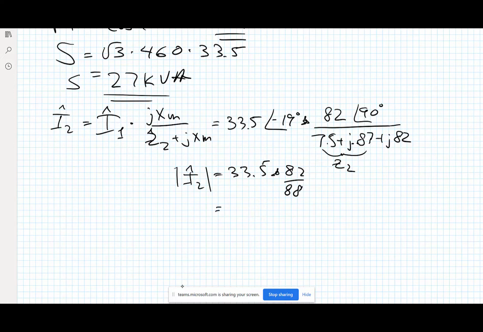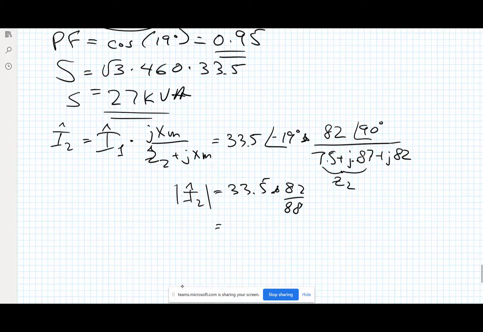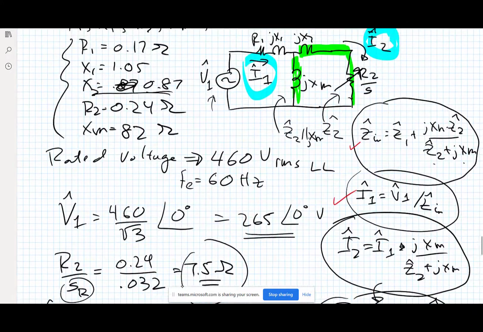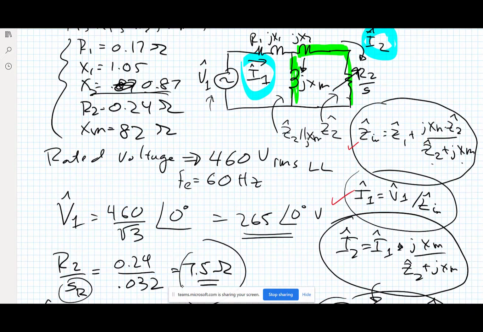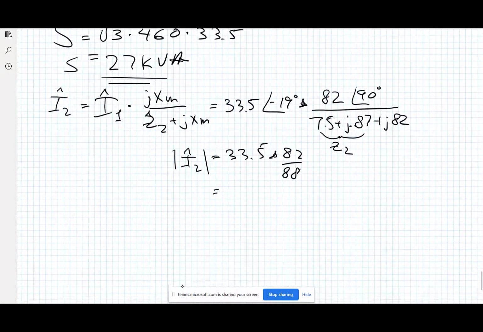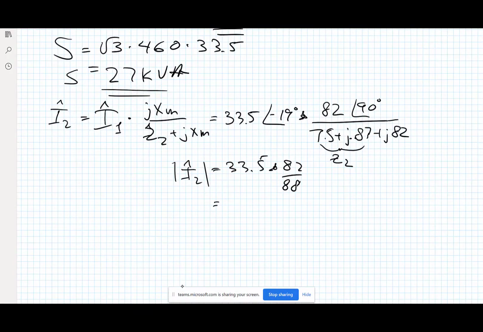Now that makes a lot of sense. The rotor current's going to be some reduction because there's magnetizing current that went down the branch here, right? So a little bit of it goes there and the rest goes over there. But it's not negligible what goes down the magnetizing branch. So 33.5 times 82 over 88 is 31.2 amps.